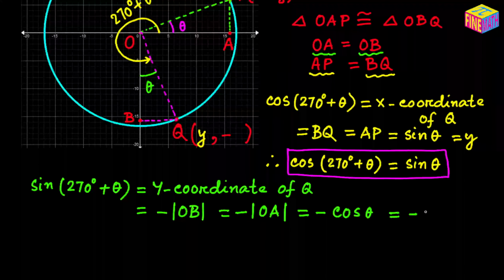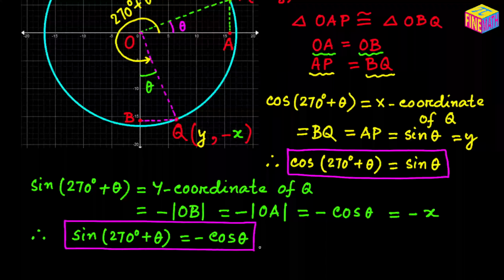So now we can see that if the coordinates of P are x comma y, then the coordinates of Q would be y comma negative x. And also we see that the value of sine of 270 degree plus theta will be equal to negative of cosine of theta. So let me make a quick note.